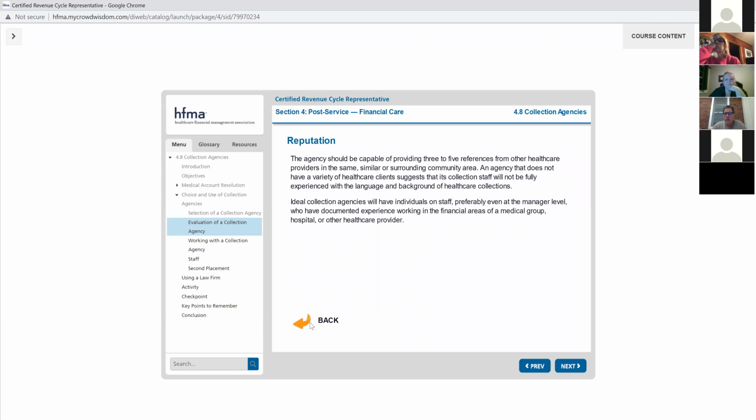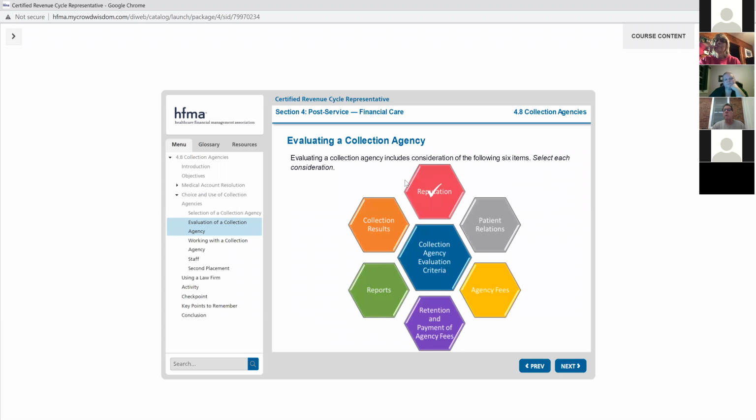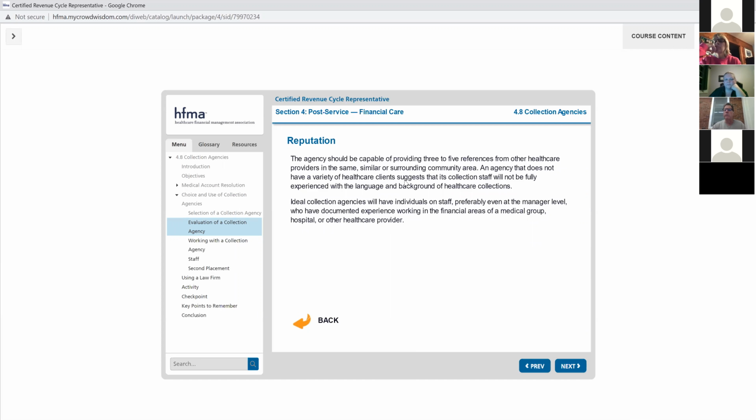This last paragraph is probably going to be a question. Ideal collection agencies will have individuals on staff, even at the manager level, who have documented experience working in the financial areas of a medical group, hospital, or healthcare provider. So I would pay close attention to that.